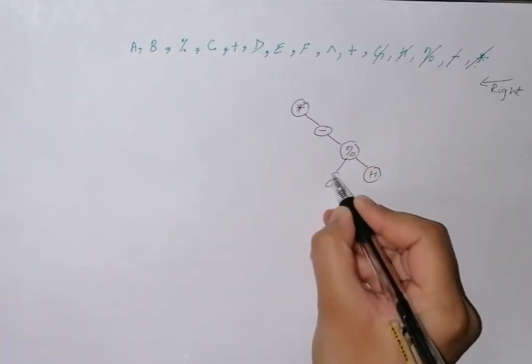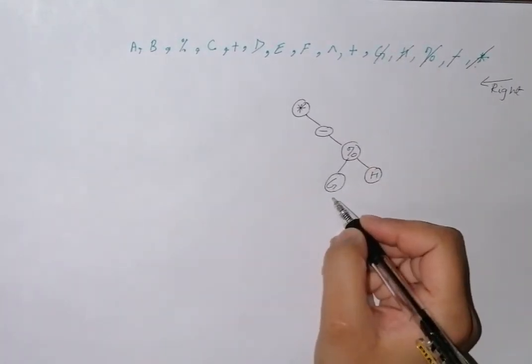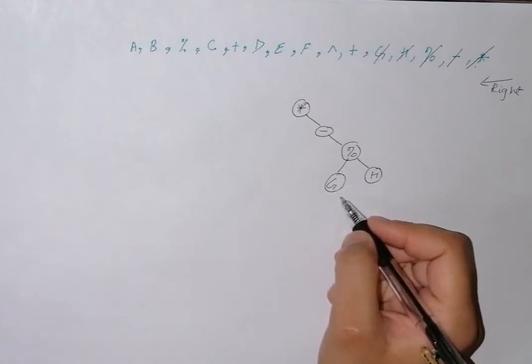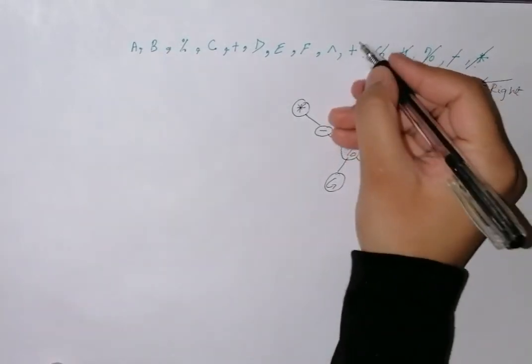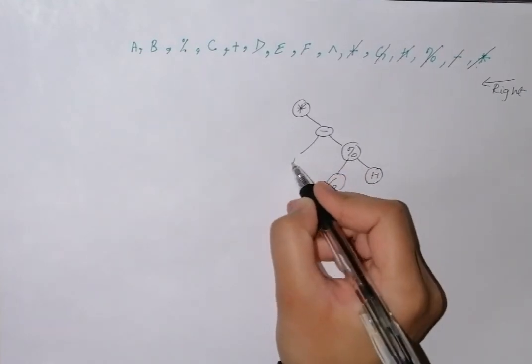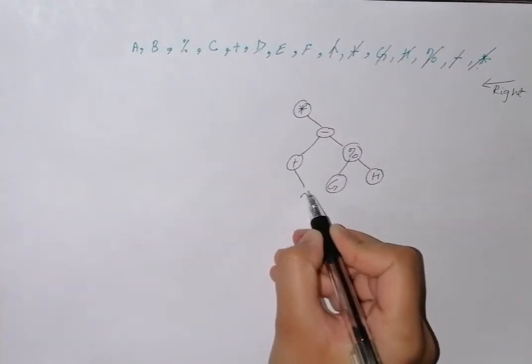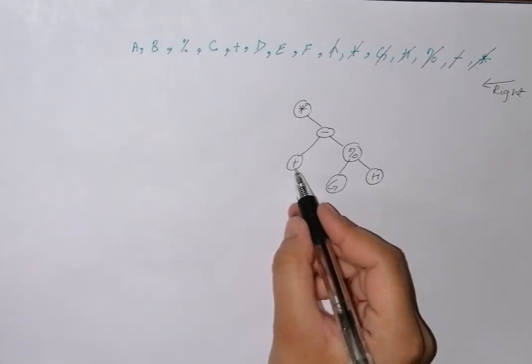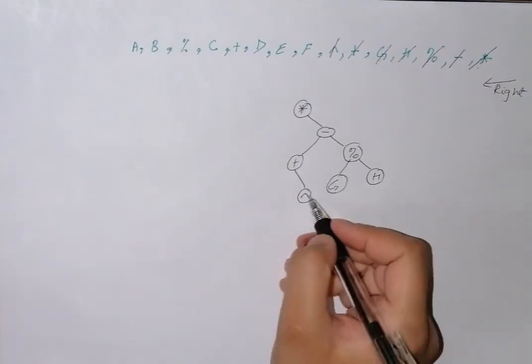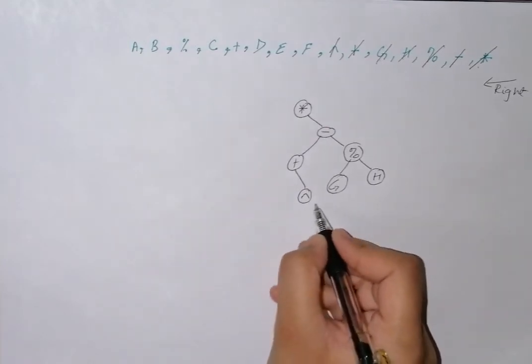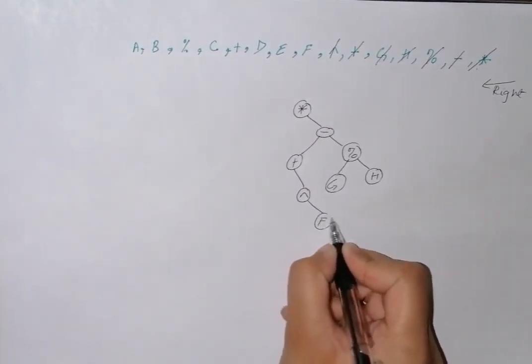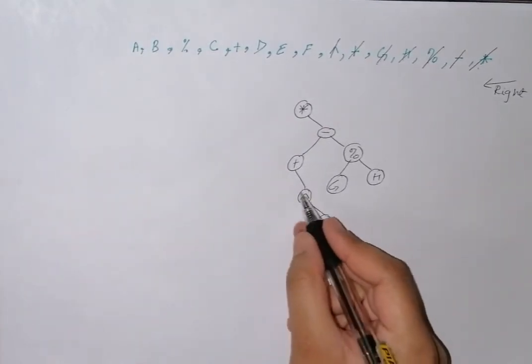So g would become the left node of this particular multiplication parent node. Okay, after g, I have encountered plus. I'll insert it over here. And then power, where will power go? Towards the right side of this particular plus operator. So after this power, I have encountered f. So f will also be inserted at the right side of this immediate parent node.